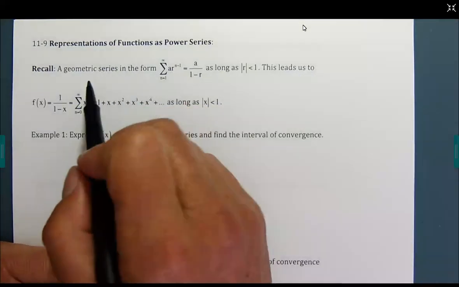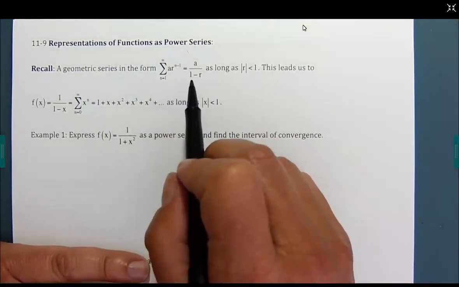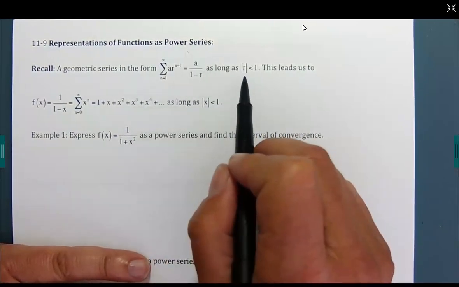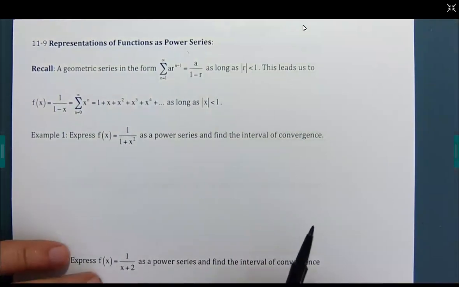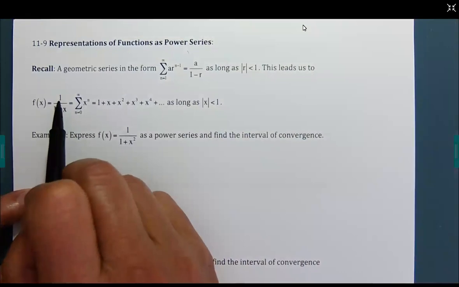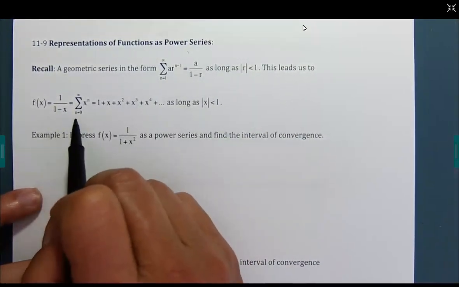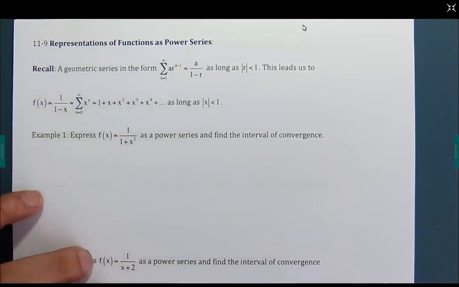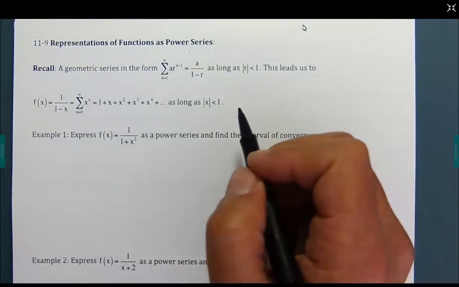We start out with the geometric series that we've used before. And we know in a geometric series that it converges to this as long as the absolute value of r is less than 1. Now, if a is 1 and r is x, you can see that exactly matches that, and we end up with a power series: 1 plus x plus x squared plus x cubed and so on. And as long as x is between -1 and 1, we're good to go.